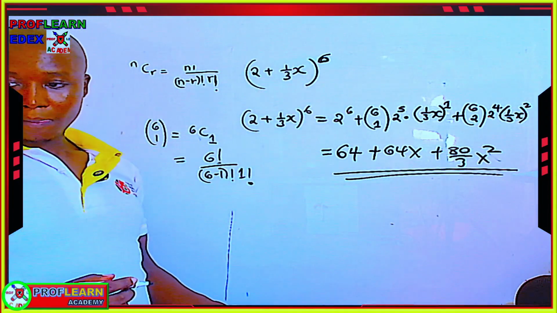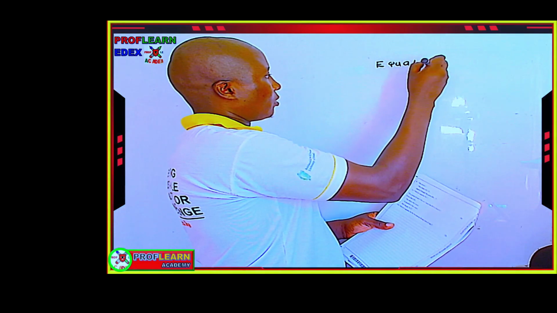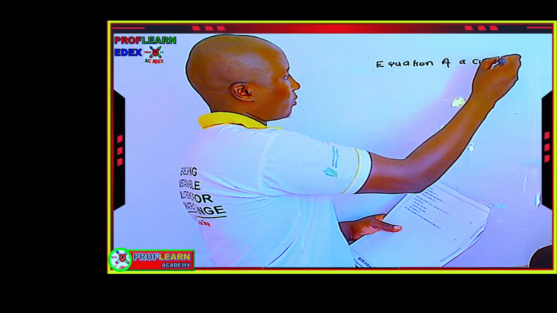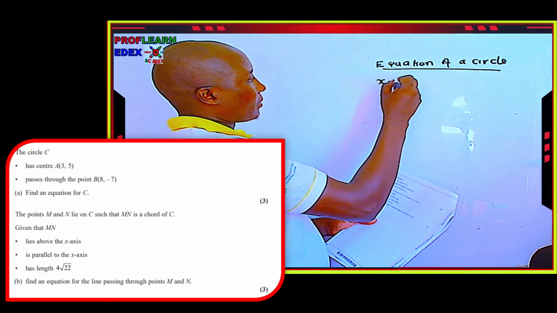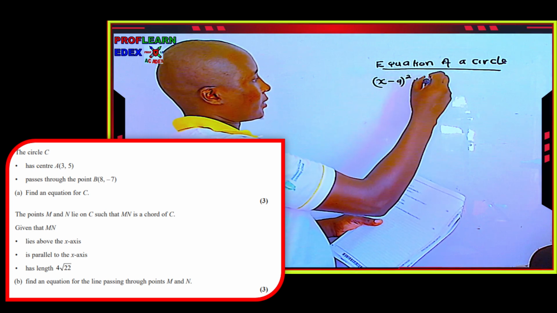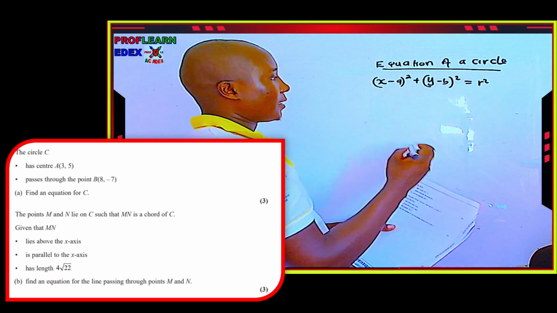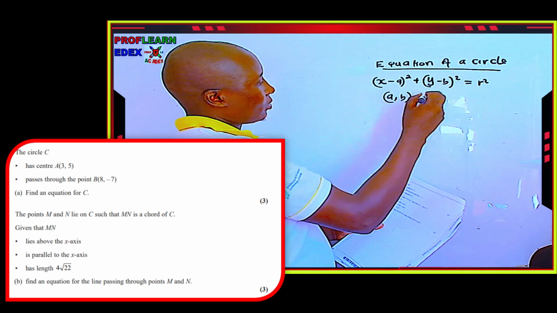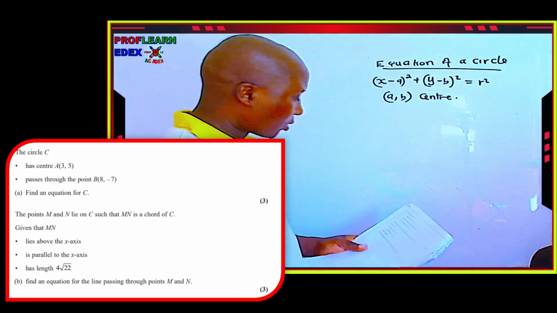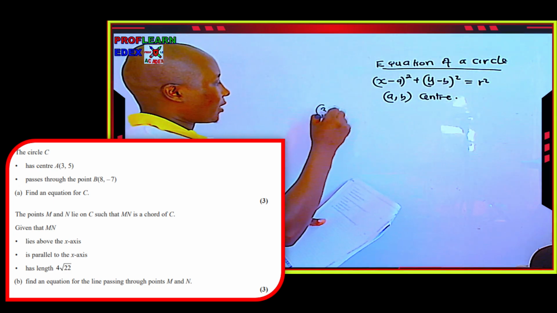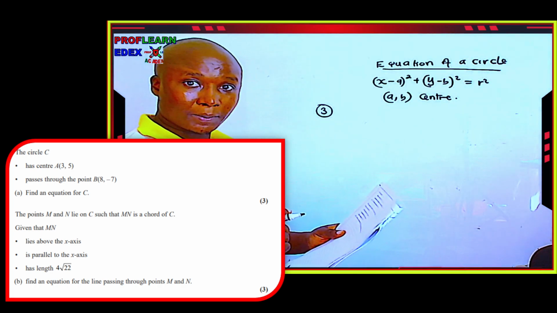Now the next topic is to do with the equation of a circle. You need to remember that the equation of a circle takes the form x minus a squared plus y minus b squared equals r squared, where a, b is the center of that particular circle. So in this question number 3 of January 2024, you were given this information. I want you to pay attention.